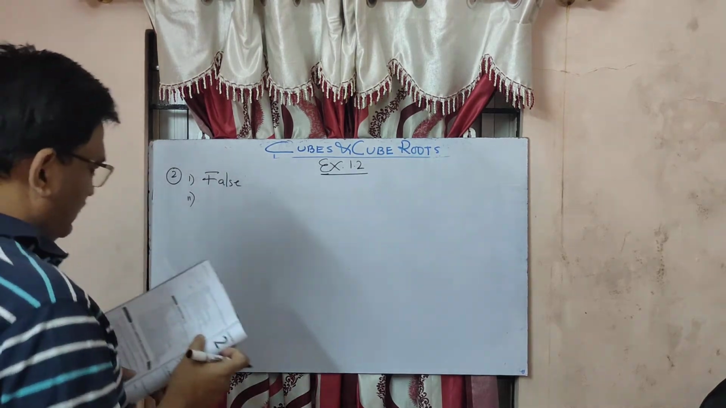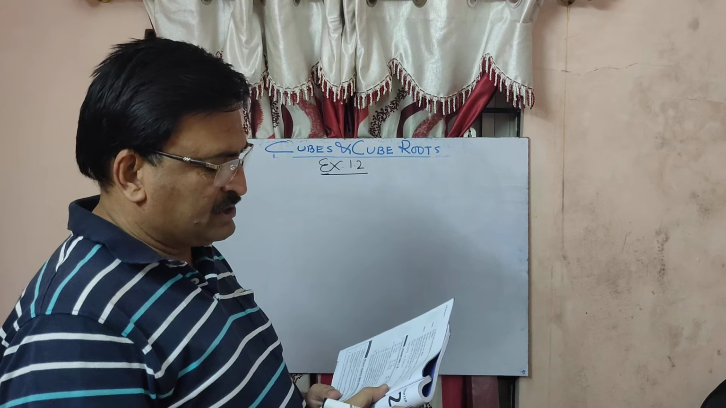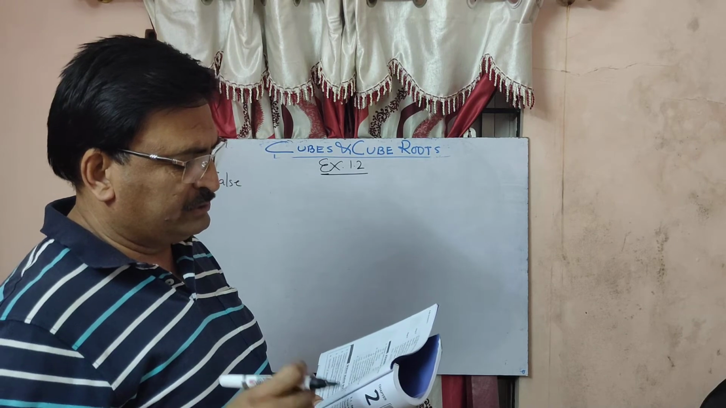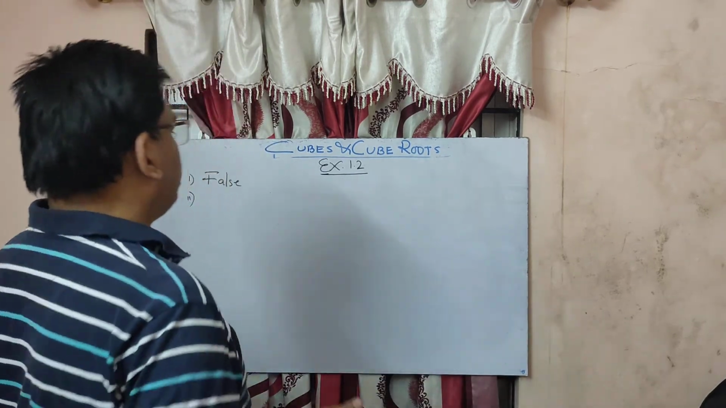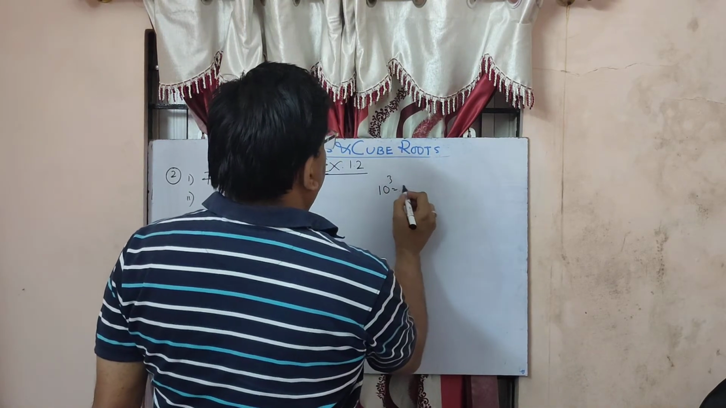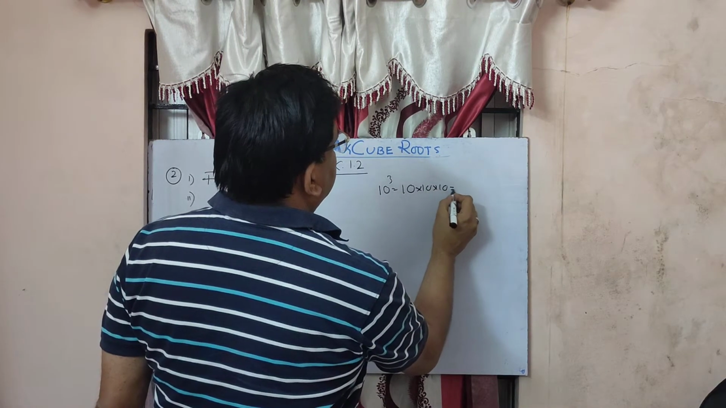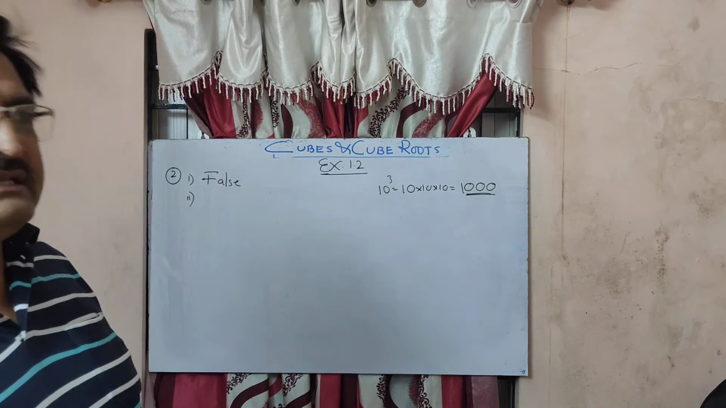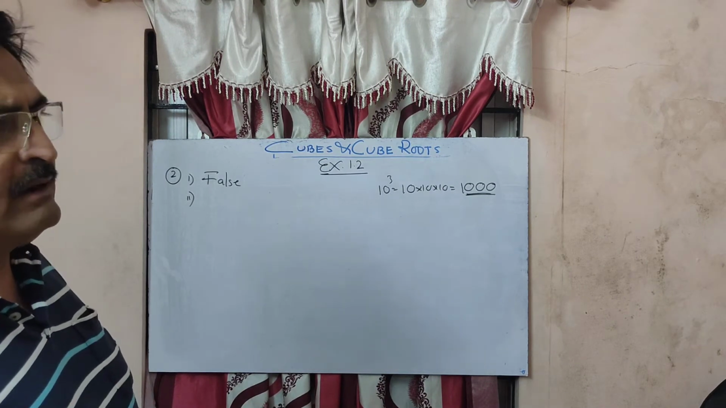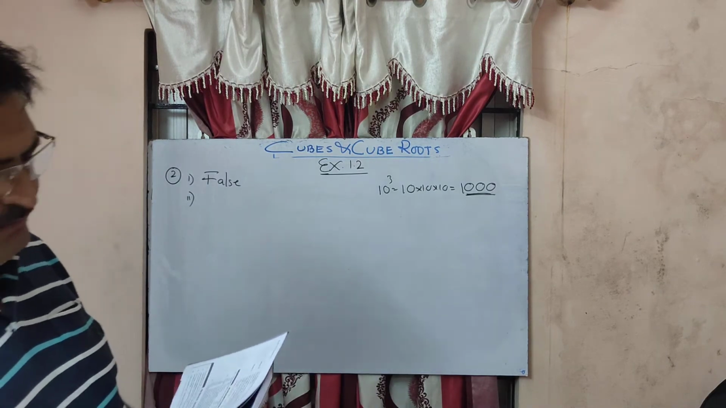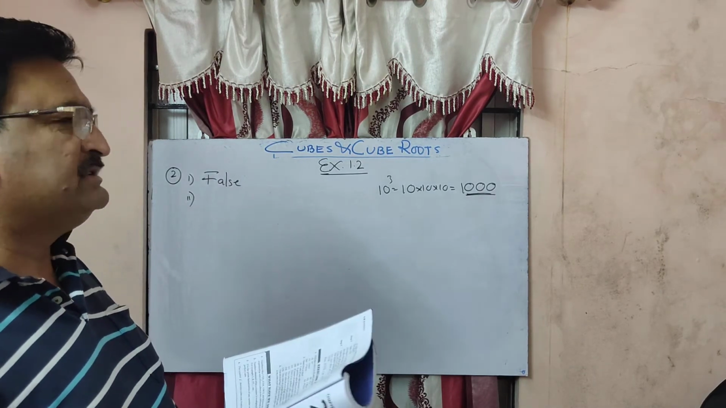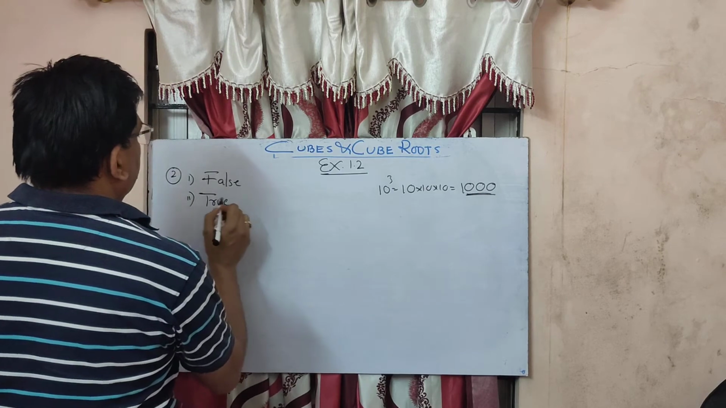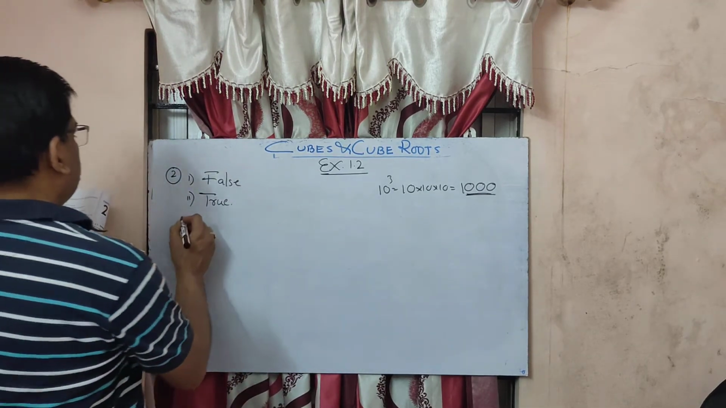What is the second one? A perfect cube does not end with 2 zeros. For example, take 10. 10 cube is 10 into 10 into 10, so it needs minimum 3 zeros. So they have given that a perfect cube does not end with 2 zeros, which is perfectly right. It is true. Now the third one.